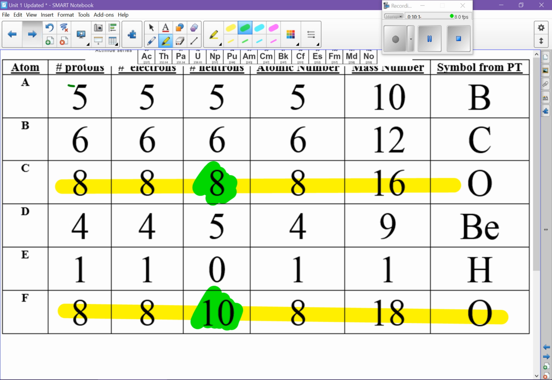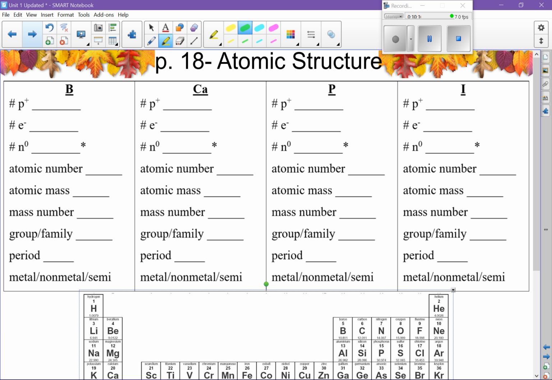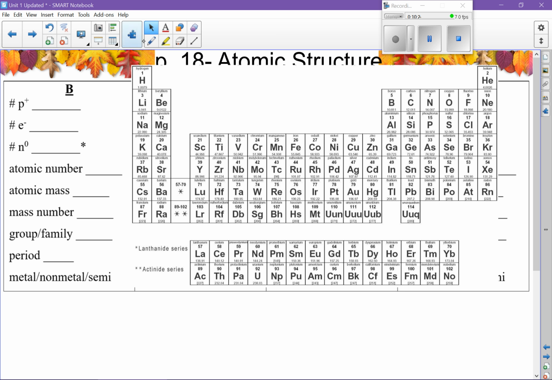So let's do a little bit more practice with these real atoms now. Okay, so have your periodic table handy. We're going to find the atom of boron. So that is right here. Okay, let's see if we can use that to fill out this information for it. P means protons. Protons equals atomic number. The atomic number for boron is 5.